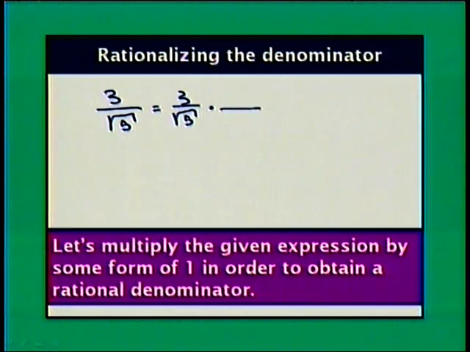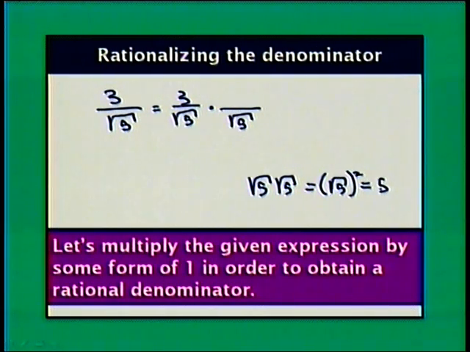Well, if I multiply the square root of 5 by the square root of 5, that is the square root of 5 squared, which is, by definition, 5. But if I multiply the denominator by the square root of 5, I have to multiply the numerator by the square root of 5 as well. Here is my form of 1.